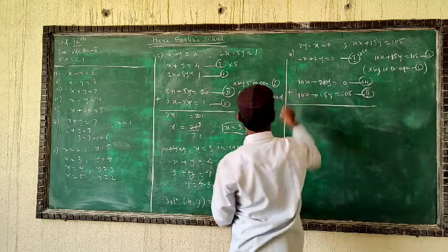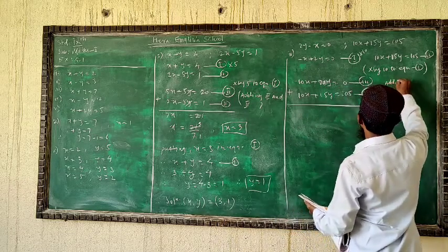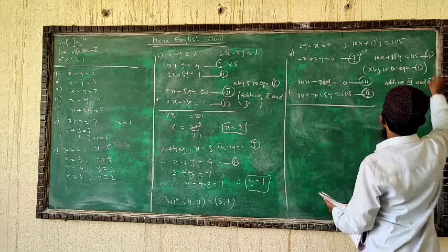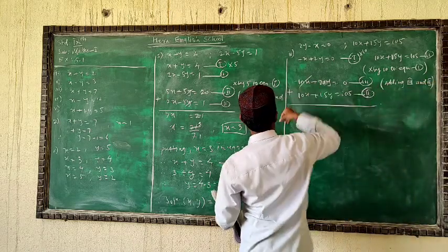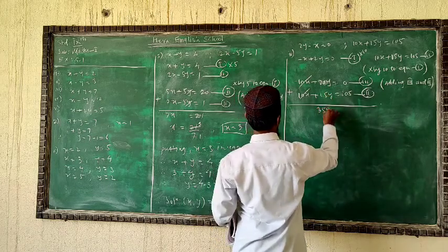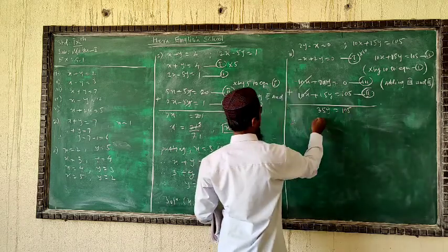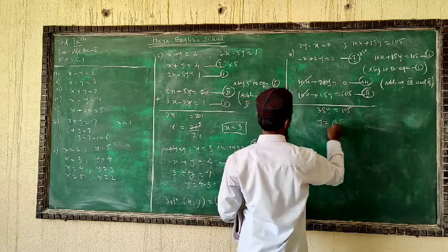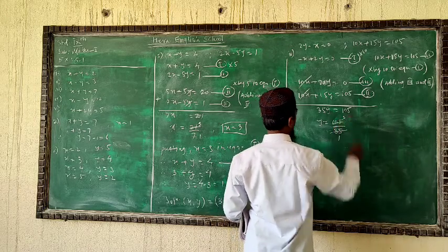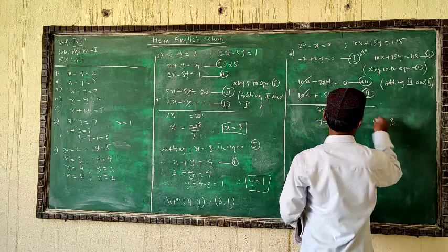Now we'll add both, adding the second and third. We'll write the statement: adding third and second. Plus and minus 10x will be cancelled. 20 plus 15 you will get 35y, and 0 plus 105 you will get 105. Now y is equal to 105 divided by 35. 35 times 3 is 105, so we got y is equal to 3.